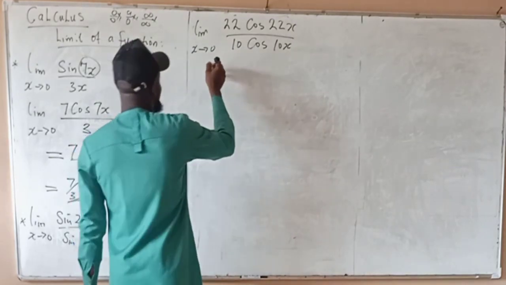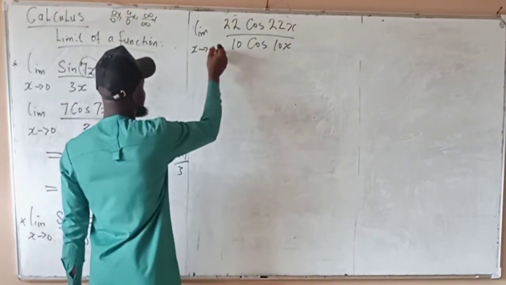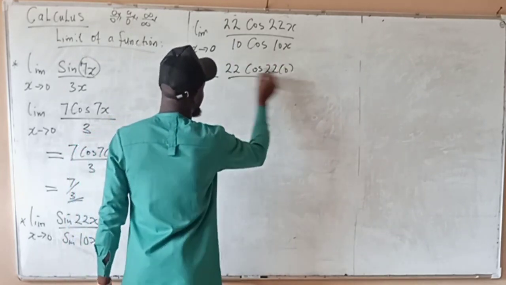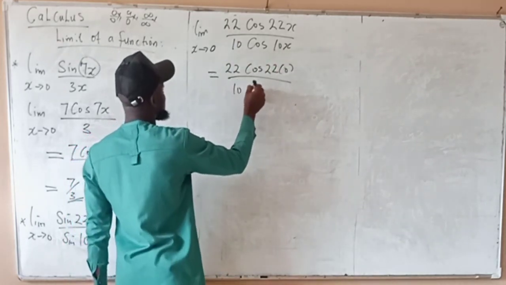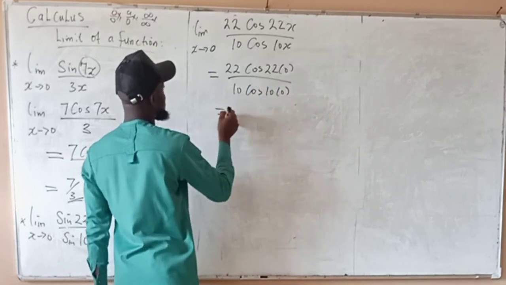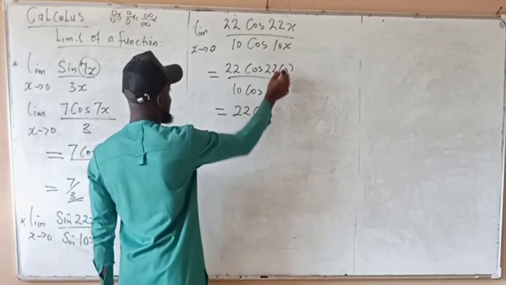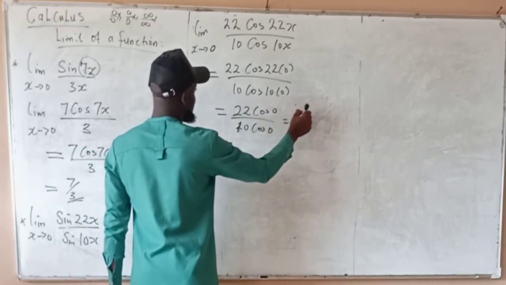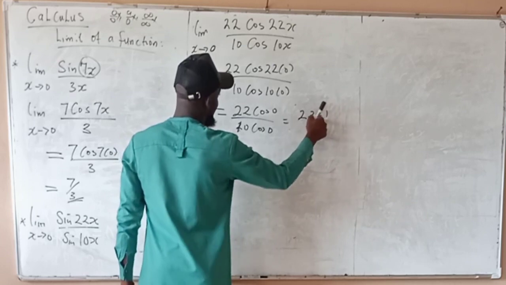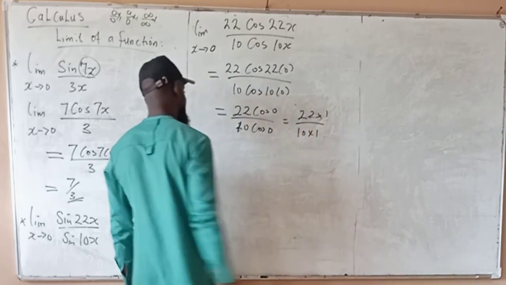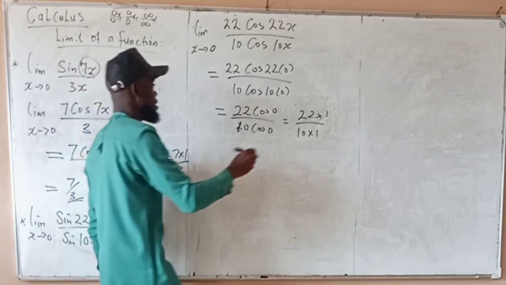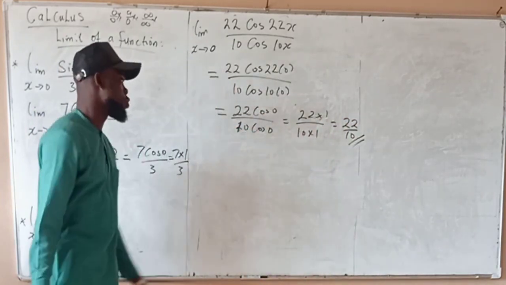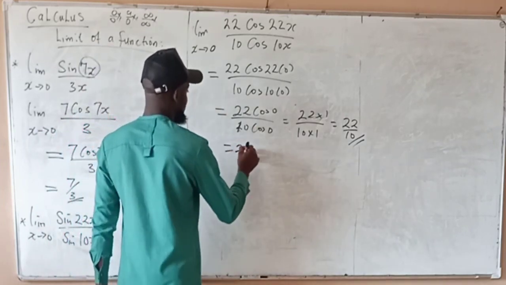So after everything, we are going to place x equals 0. Put 0 anywhere x is: 22 cos of 22 times 0 over 10 cos of 10 times 0. That's going to give us 22 cos 0 over 10 cos 0. That's going to give us 22 times 1 over 10 times 1, because cos 0 will give us 1. So we have 22 over 10, or 2.2.